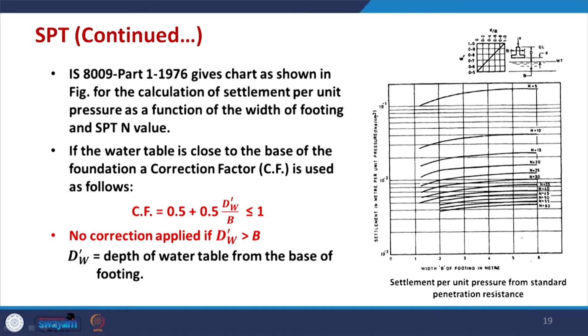First you select the width of footing and then you can select the corresponding N values. The N values vary as 5, 10, 15, 20, 25, 30, and then the last value is 60. So, depending on the N value and the width B, we select the coordinate and then find the corresponding value of settlement in meters, and this settlement is for a pressure of 1 kilogram force per centimeter square. If your pressure is higher, let us say 2 kilogram force, then you multiply by 2 and get the answer from this. So, this is how this chart is used.